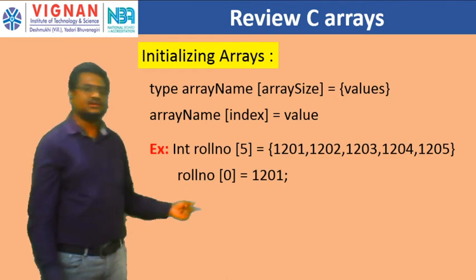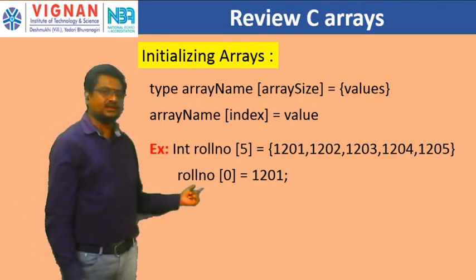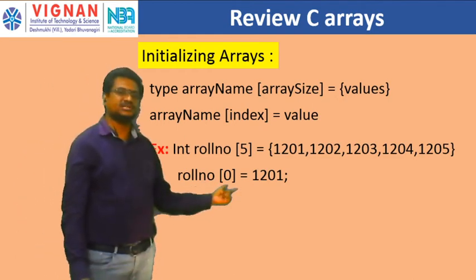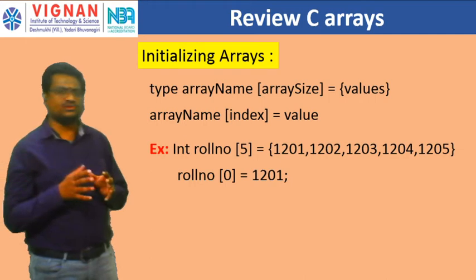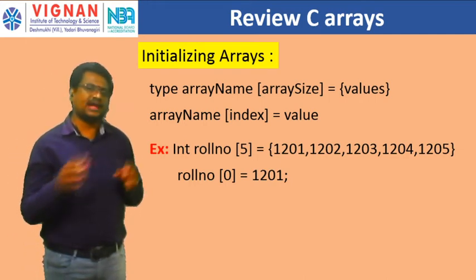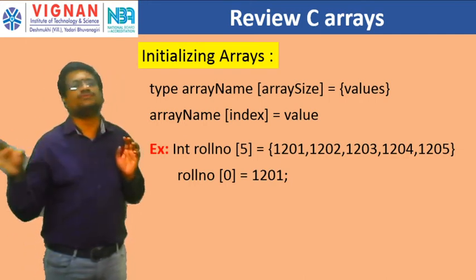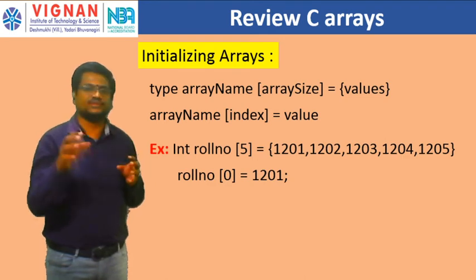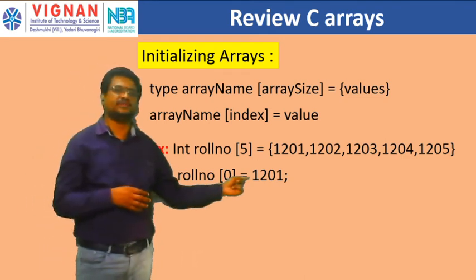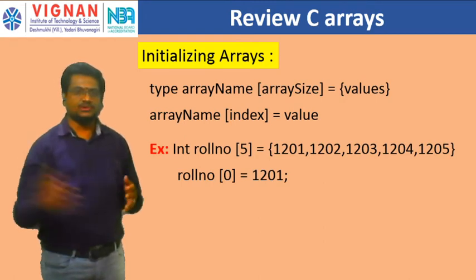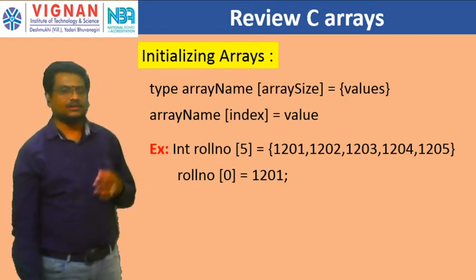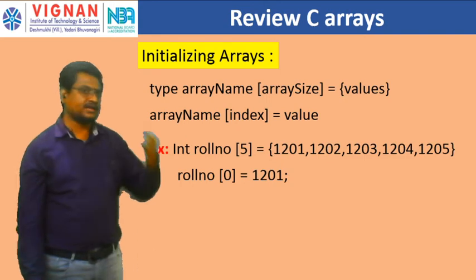What is the second line? Already rollnumber is created, then rollnumber[0], where 0 is the element position. I already discussed, if I have 1 to 60 elements, that means I have to start from 0 to 59. Am I right? 0 to 59. So that is the first element, and in the first element I store 1201. Like this I have to store up to the 59th index. Now I have already declared and initialized.